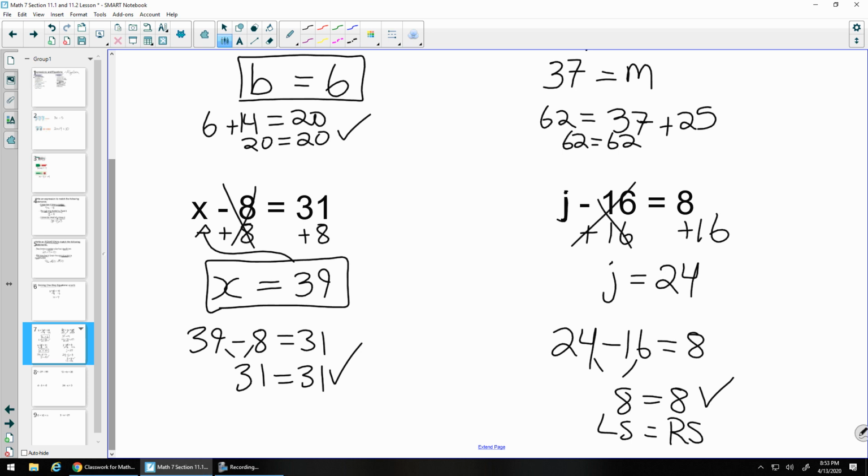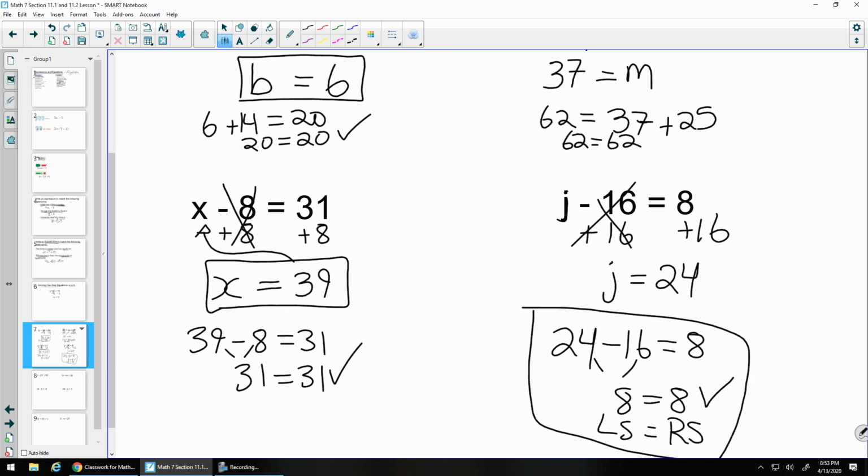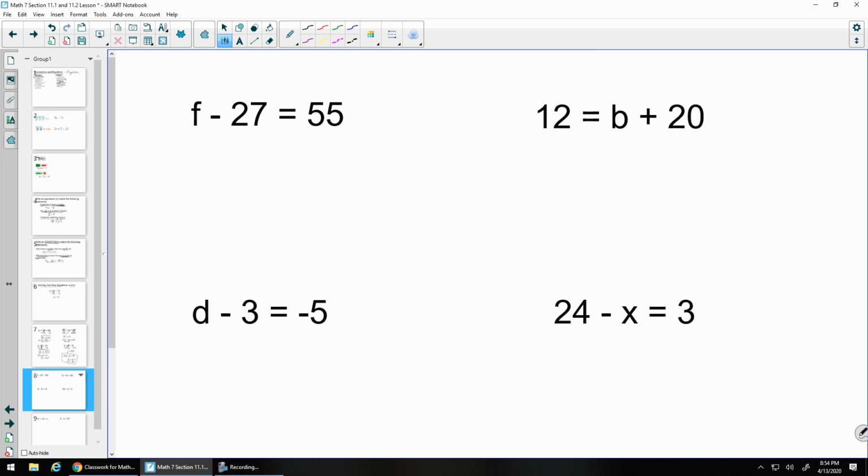Sort of weird to be doing this whole check thing. It might seem sort of useless to you right now, but it actually is a very important step to make sure you're getting your answers correct. Okay, let's keep going. We can get a little bit more complicated here.